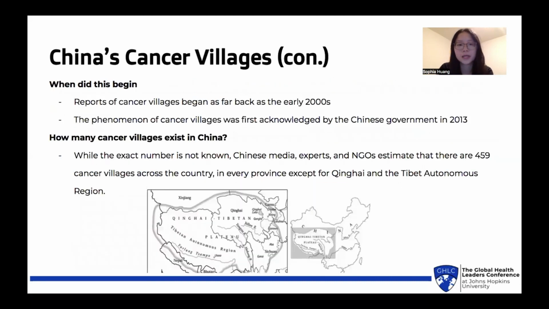So when did this begin? Reports of cancer villages began as far back as the early 2000s, and the phenomenon of cancer villages was first acknowledged by the Chinese government in 2013, which is over a decade later. How many cancer villages exist in China? While the exact number is not known, Chinese media experts and NGOs estimate that there are 459 cancer villages across the country in every province except for Qinghai and the Tibet Autonomous Region.